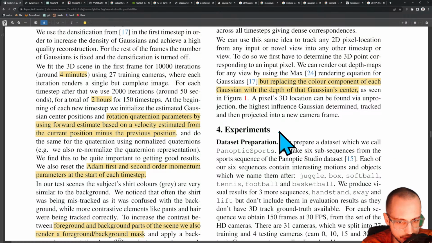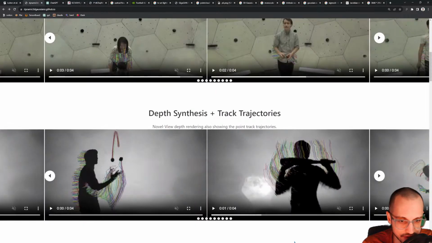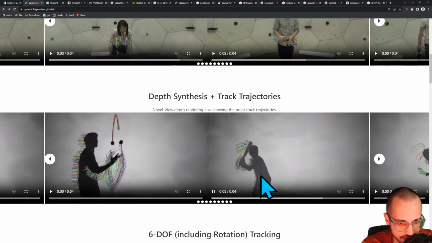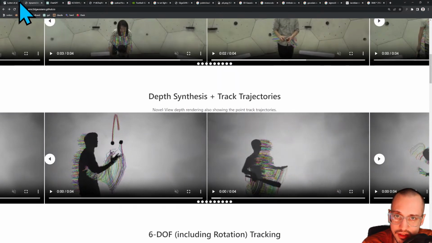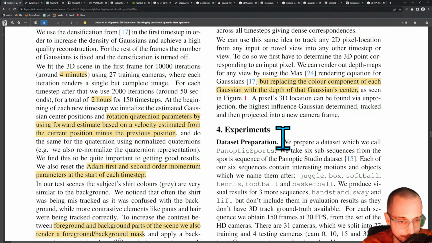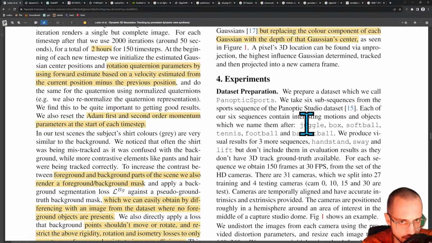We prepare a dataset which we call Panoptic Sports. We take 6 subsequences. So panoptic, optic as in camera, eyeball, optical. Panoptic, many optic. Panoptic Sports is sports with many cameras. So basically that's this right here. It's this guy swinging a bat in a giant geodesic camera dome. So you have juggle, box, softball, tennis, football, basketball.